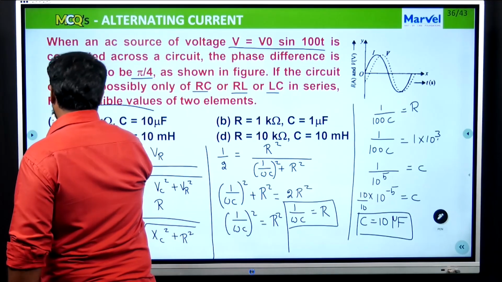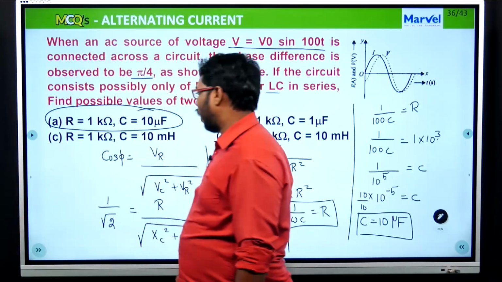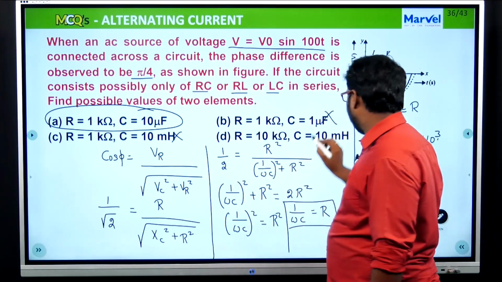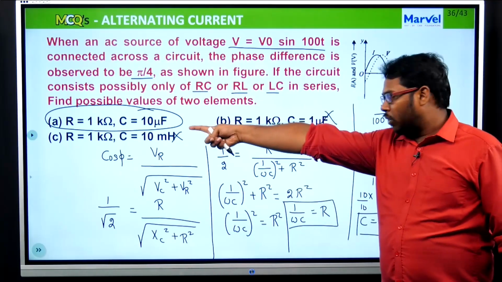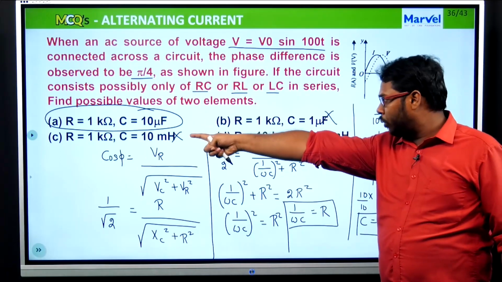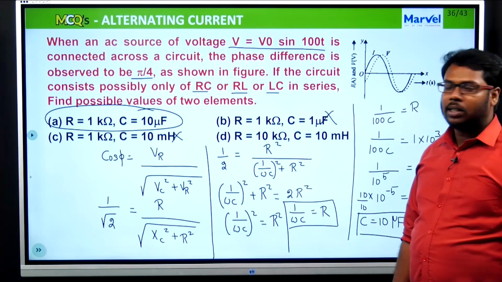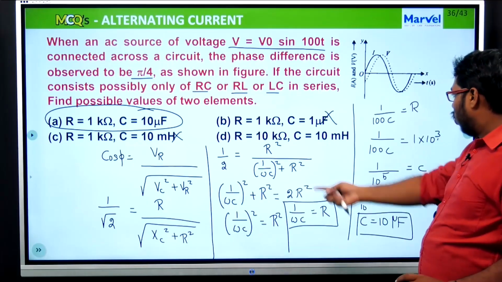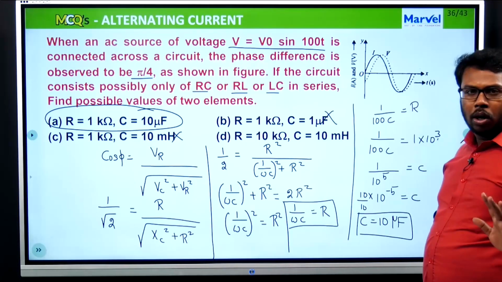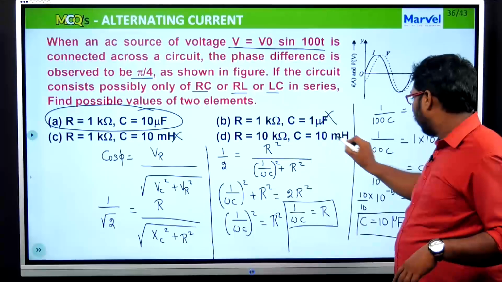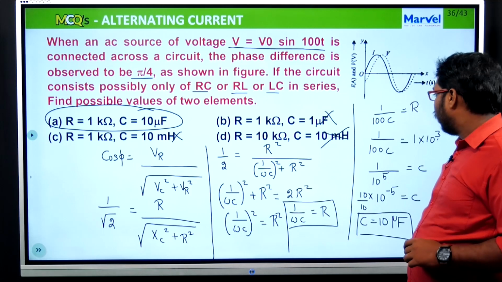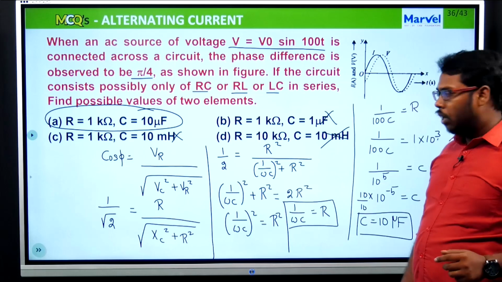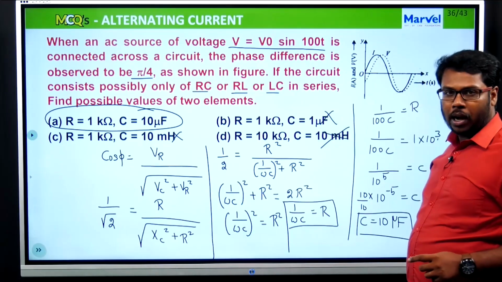So it's very sure that this is my answer. Because definitely I will not get the others, because I have substituted 1 kilo ohm. So by substituting 1 kilo ohm, I only got C to be 10 microfarad. So option D is completely ruled out, because look at here, the unit itself is wrong. It is given as millihenry, which is a unit of the inductor. So the first option is your answer.